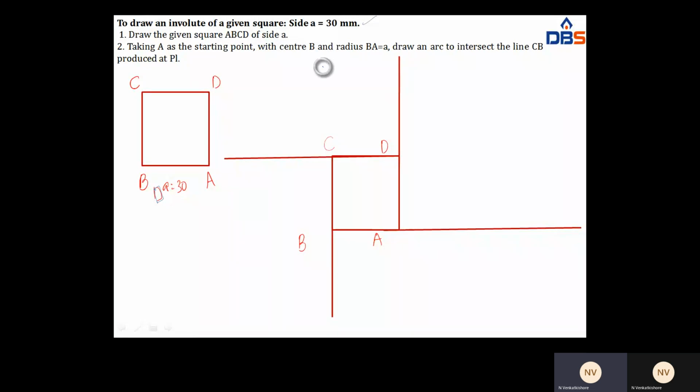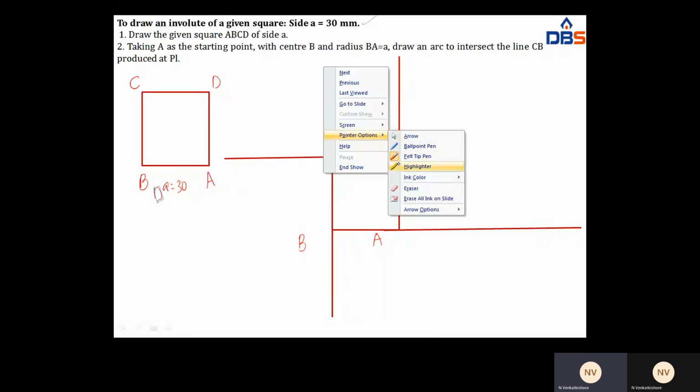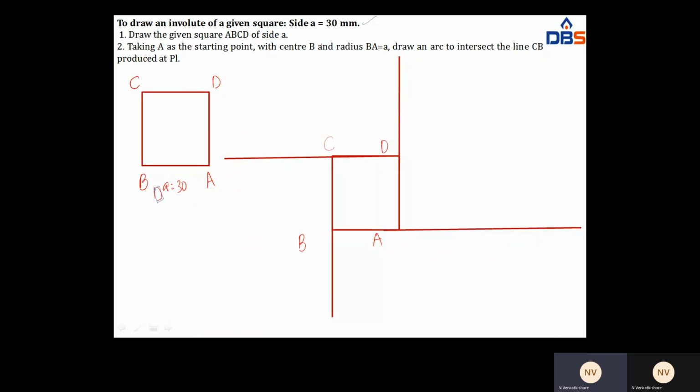A is nothing but the side of the polygon. So here A equals 30 mm. So firstly draw the square. The square name is ABCD. See here, AC minus BD, like that you need to frame this. So it is for regular use ABCD. Then this is the square we have constructed. After that, draw the given square of side 30 mm. Then name the corners as ABCD.